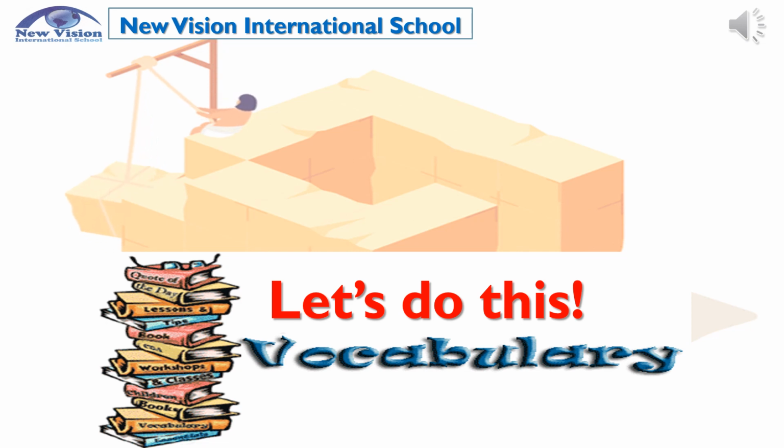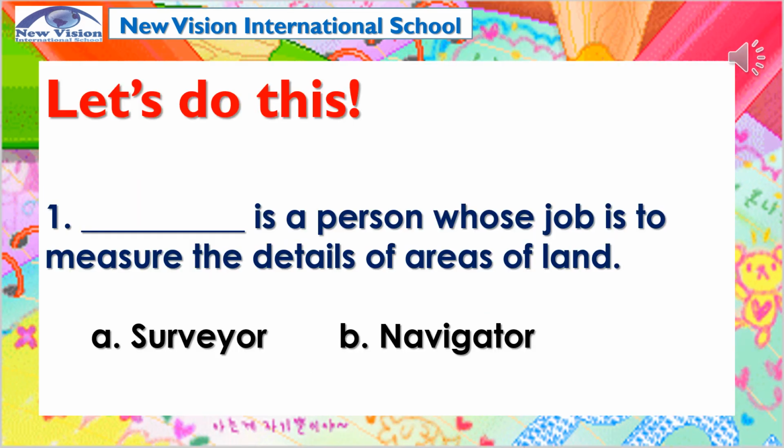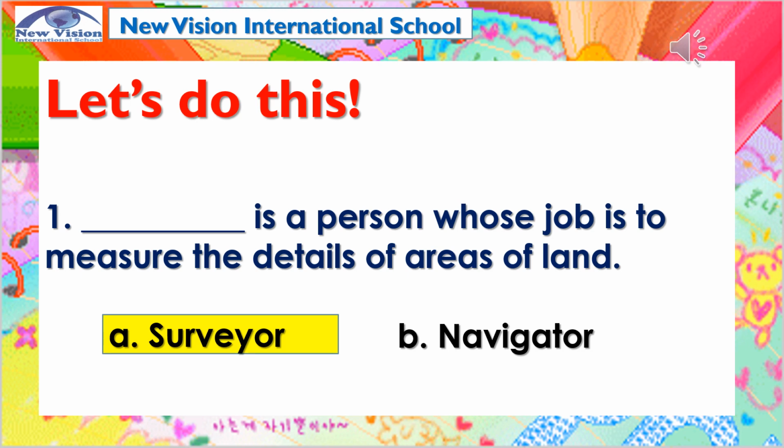Now, prepare yourselves for a vocabulary drill. Number 1. Blank is a person whose job is to measure the details of areas of land. Is it A, surveyor, or B, navigator? The correct answer is letter A. Surveyor is a person whose job is to measure the details of areas of land.